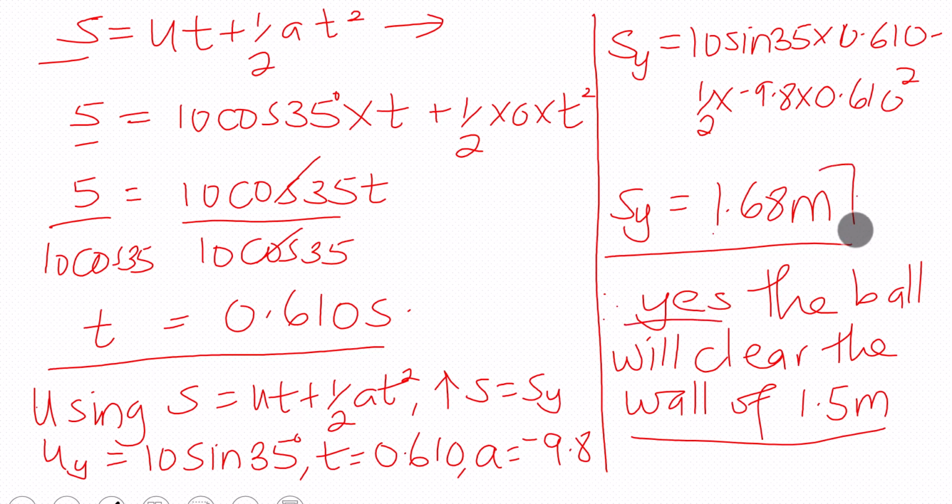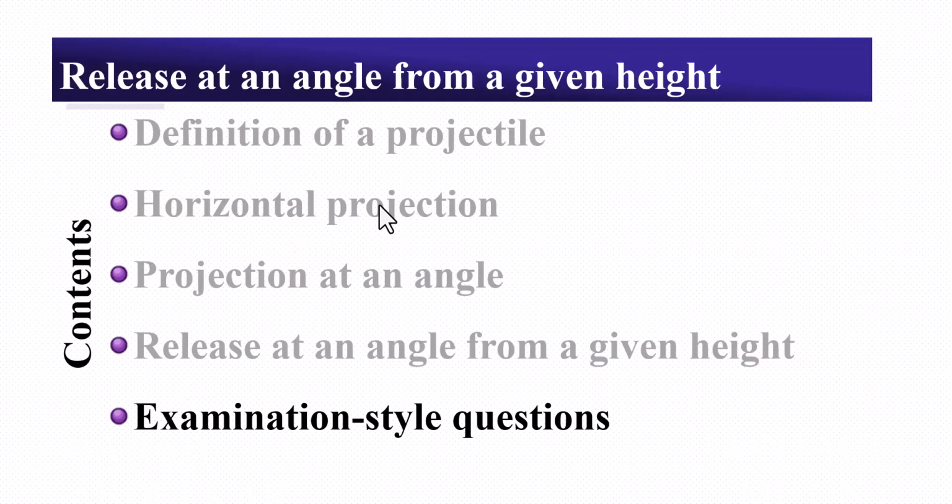If this distance was less than 1.5, then it would be a no. The particle, or the ball, will not clear the wall. So that is how we can answer that question of clearing the obstacle. For our last part, we're going to look at examination style questions. Let's see what these questions may look like.